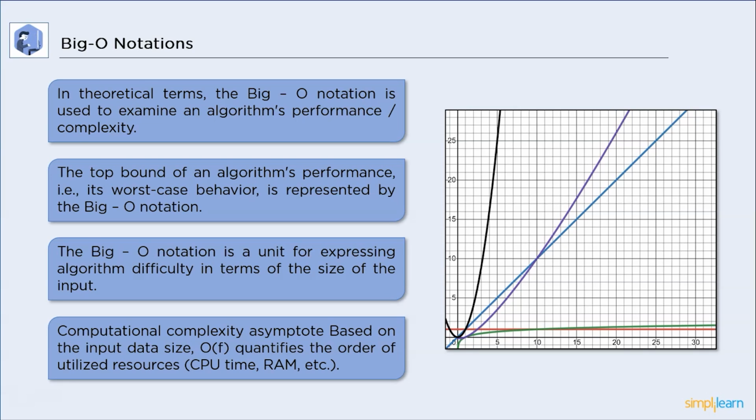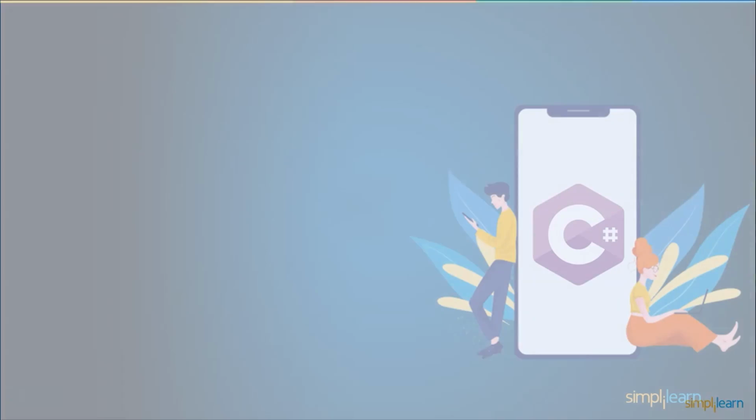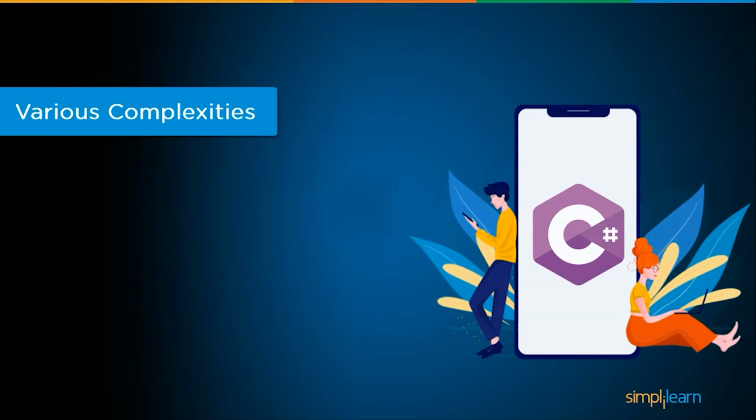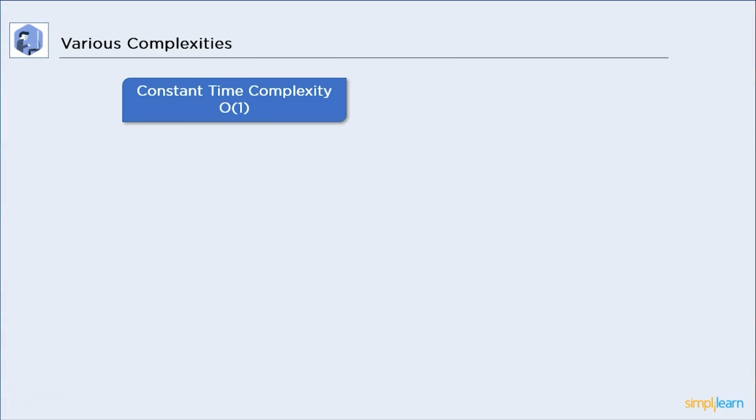As you can see in the graph, here is a line graph to represent various complexities. We started with constant complexity to logarithmic, linear, square, and n-log complexities. Now, let's have a look at the various complexities. First up, constant time complexity.